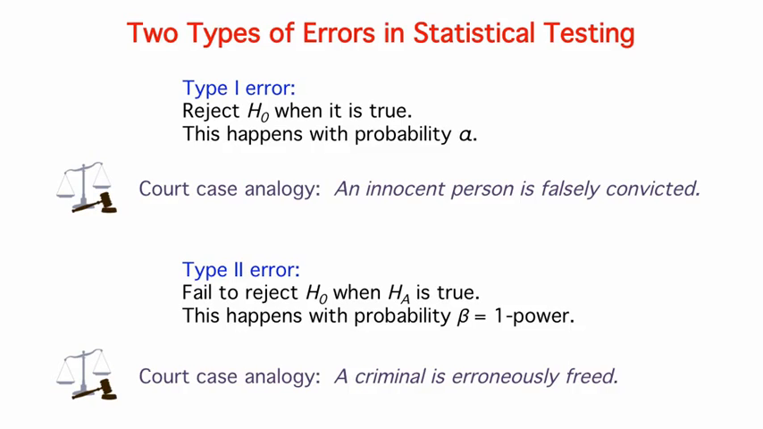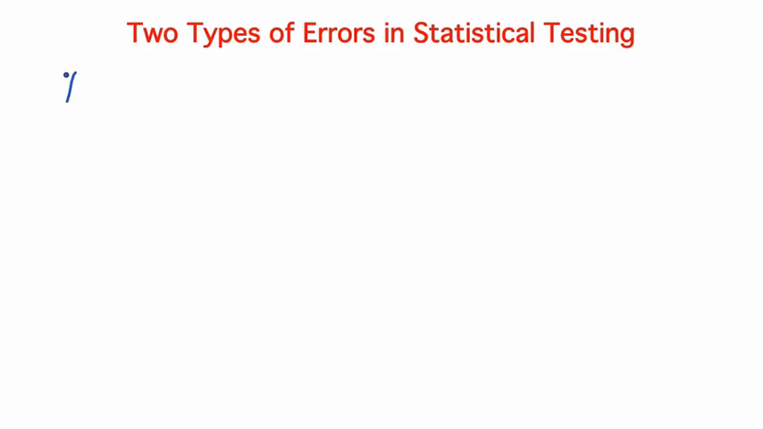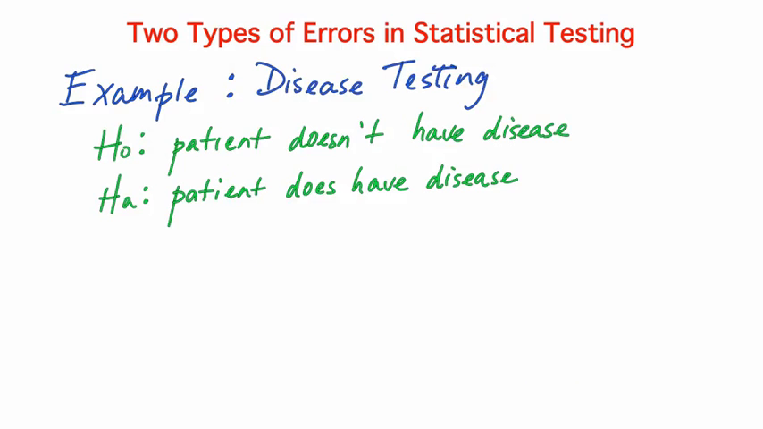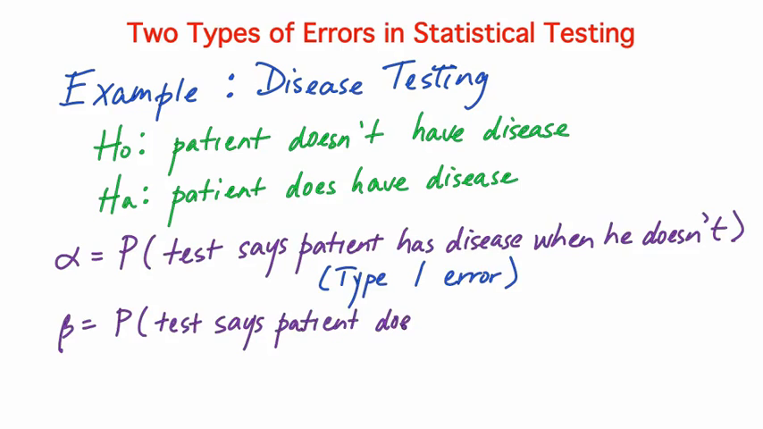But it is often a balancing act between the two types of error, and which is more serious can depend on the context. A medical analogy can illustrate this point. Suppose we have a diagnostic medical test for determining whether a patient has a disease or not. The null hypothesis will be that the patient doesn't have the disease, and the alternative will be that the patient does have the disease. Then a type 1 error would occur if the test says that the patient has the disease, that is, rejects the null hypothesis, when in fact the patient doesn't have the disease. This would have probability alpha. A type 2 error would be not rejecting the null hypothesis, that is, the test saying the patient doesn't have the disease, when in fact he or she does, and this would have probability beta.